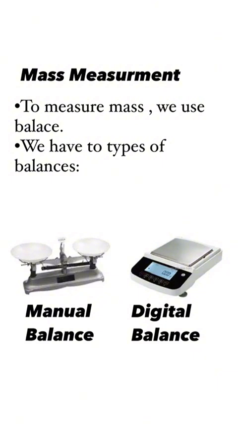Mass measurement. To measure mass, we use a balance. But we have two types of balances. The first type is the manual balance, and the second one is the digital balance.